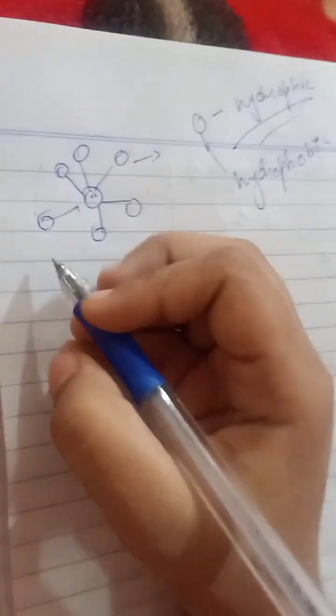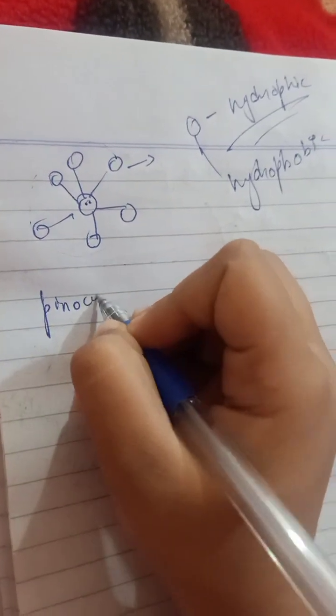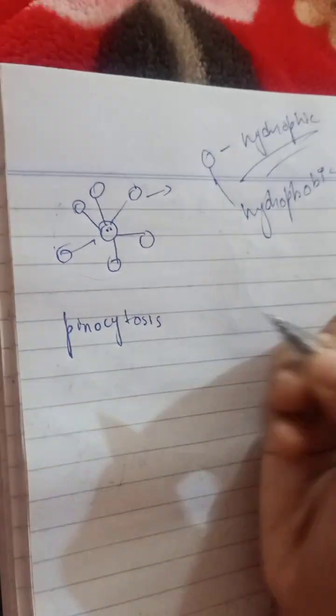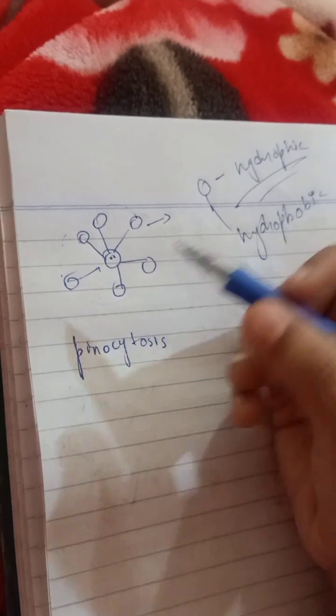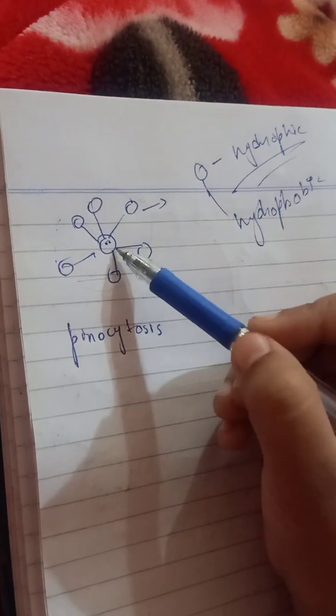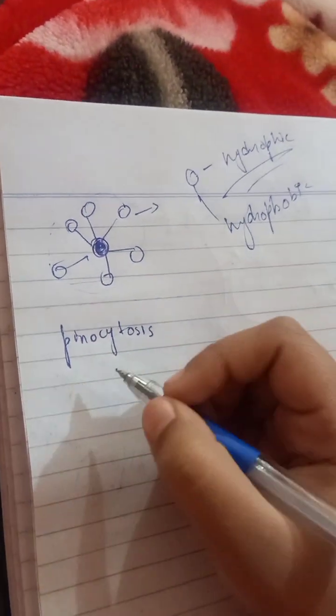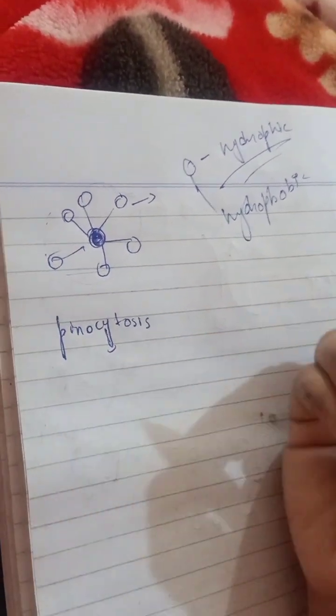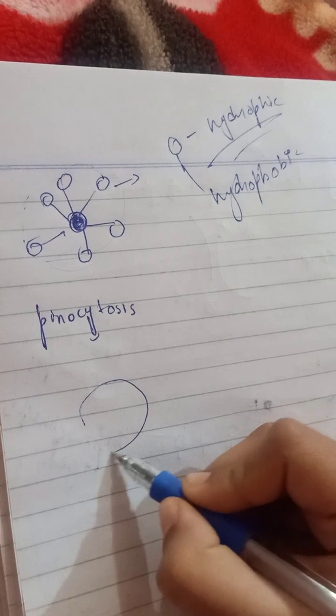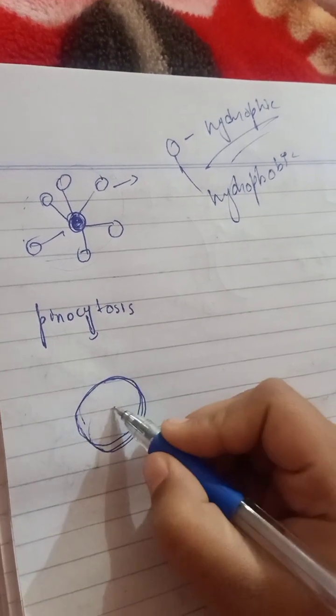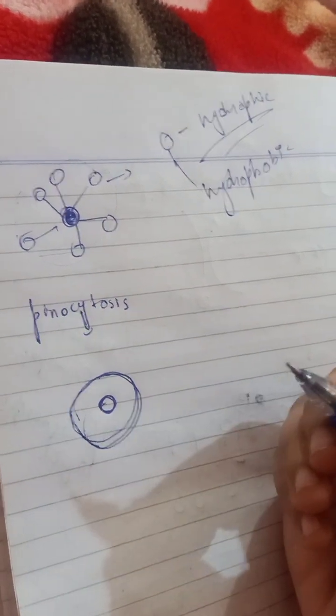After that, pinocytosis will occur. What is pinocytosis? Pinocytosis means the cell engulfs fluid. So, as you all know, the bile salts have engulfed this fatty acid. Here you can see the bile salts, and the fatty acid molecule is there.